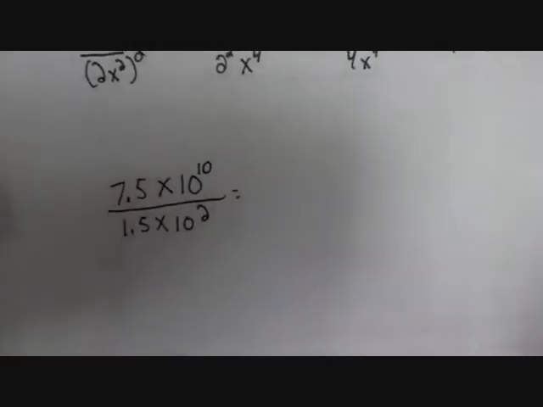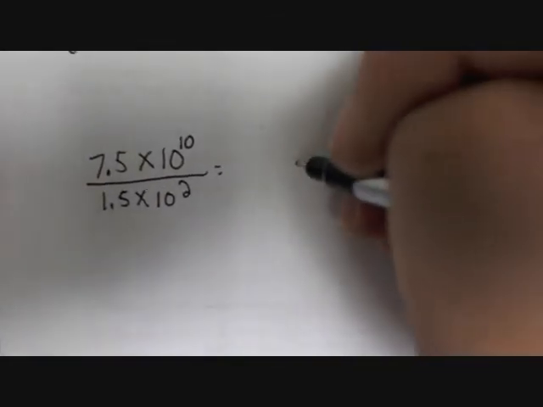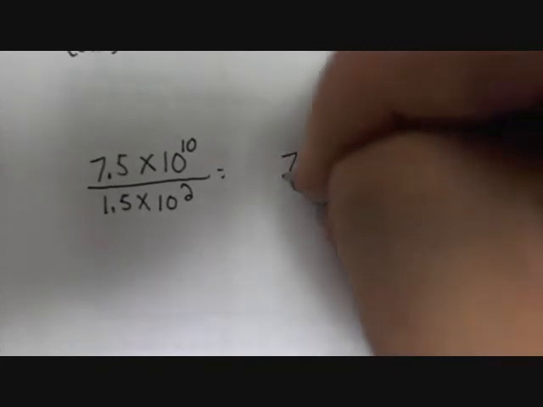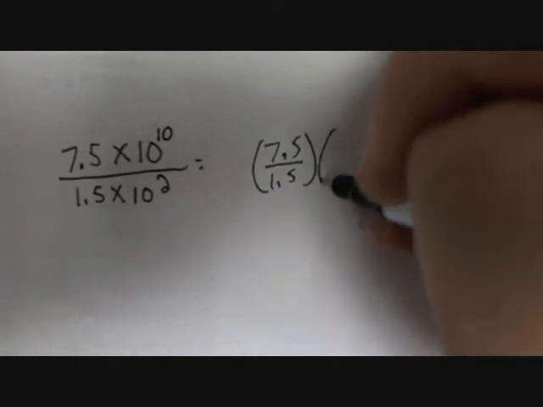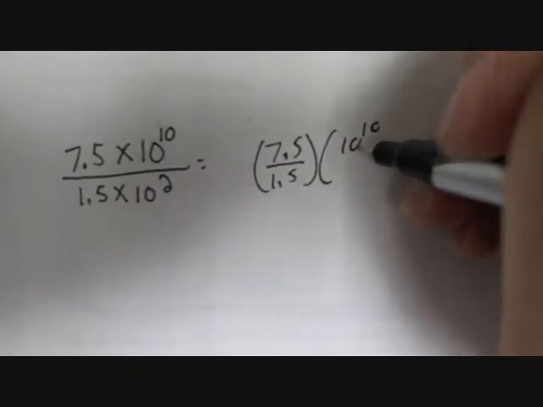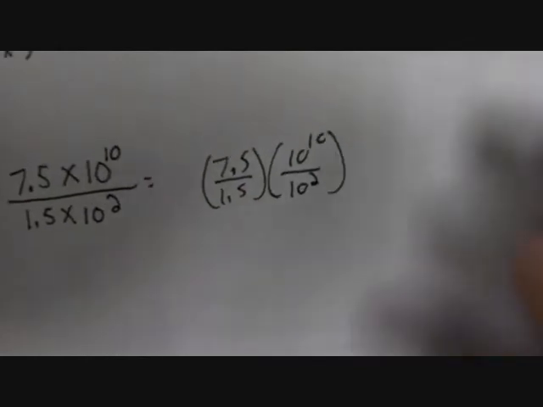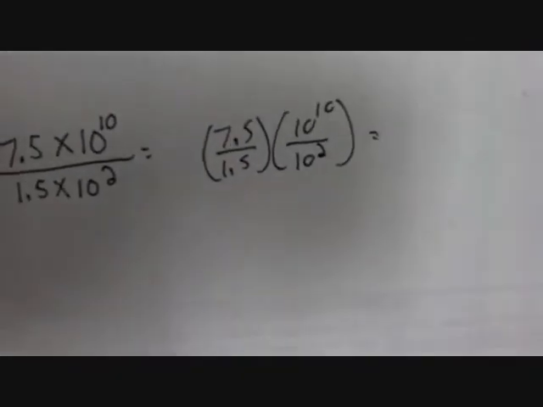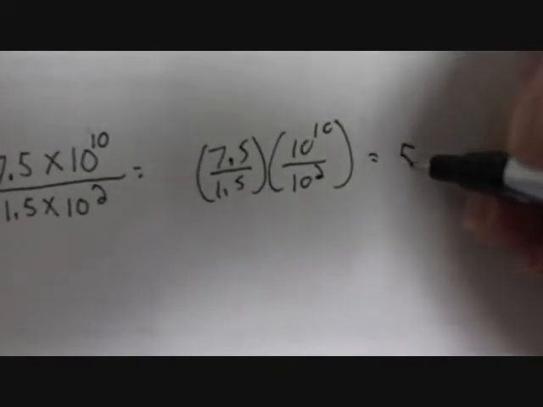Alright, for the last problem, we have 7.5 times 10 to the 10th divided by 1.5 times 10 squared. So this is just scientific notation. So first things first, you got to take out our numbers. So you factor out the 7.5 and the 1.5. Remember, this is the same thing. It means the same. Alright, so 7.5 divided by 1.5 is, that's right, 5.